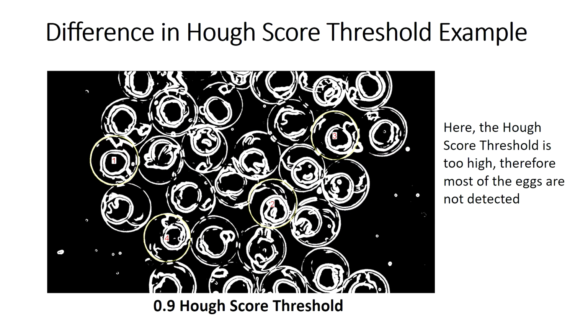Here we also tried the 0.9 whole score threshold, but as you can see, there are not a lot of eggs being detected, only 4 here. It's because most of them don't reach the 0.9 circularity of the whole score threshold, therefore they are not selected.